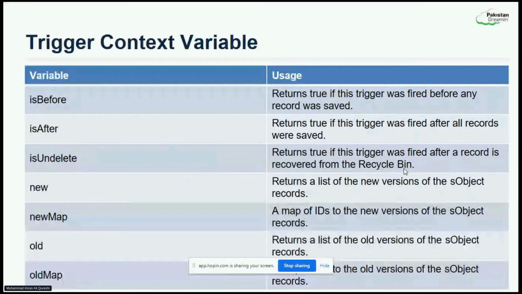Okay. I'm talking about new map. Okay. And new map is actually a map. Basically, it's a key value pair, and in new map we have IDs, and against the ID we have the subject record. The old version of the subject records, and same for the old map. Old map actually consists of key value pairs. Key is the ID of the record, and then the other fields of the record will be in the value.